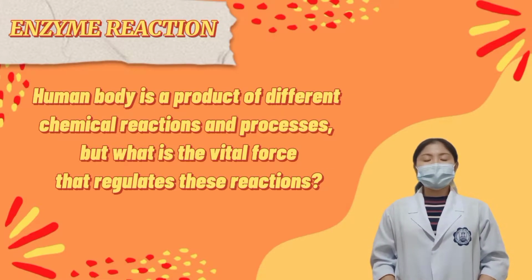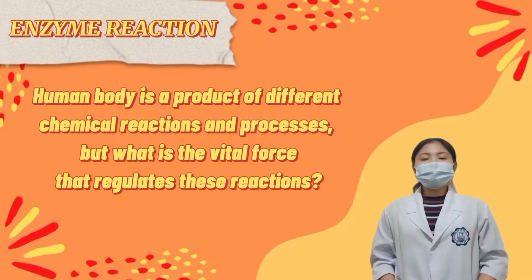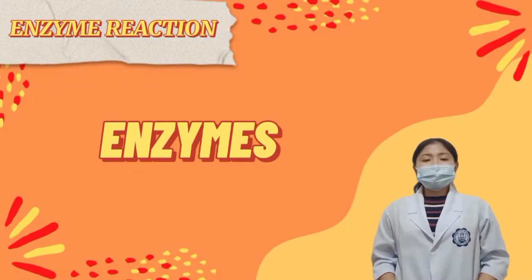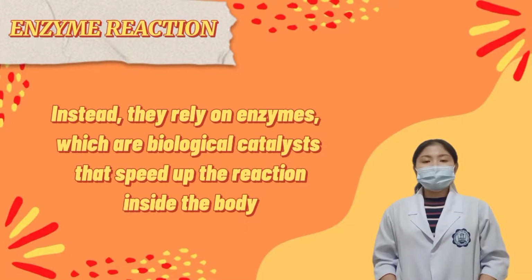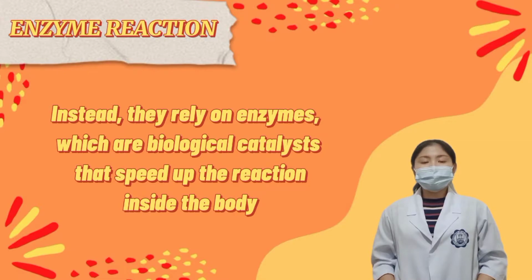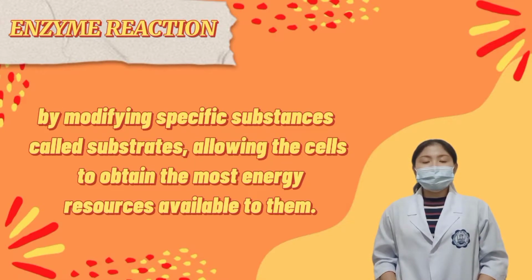Body is a product of different chemical reactions and processes. But what is the vital force that regulates these reactions? It is enzymes. In a cell, most chemical reactions do not occur spontaneously. Instead, they rely on enzymes, which are biological catalysts that speed up the reaction inside the body by modifying specific substances called substrates, allowing the cells to obtain the most energy resources available to them.